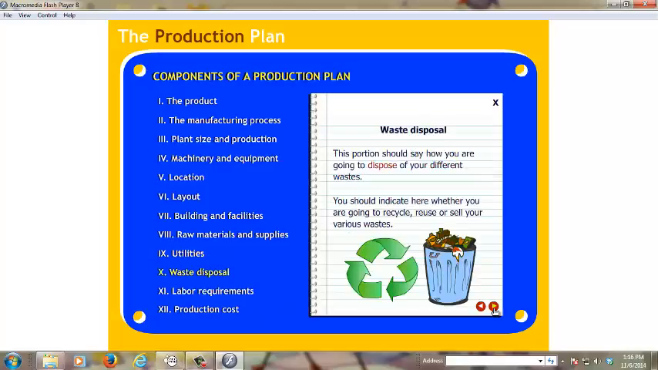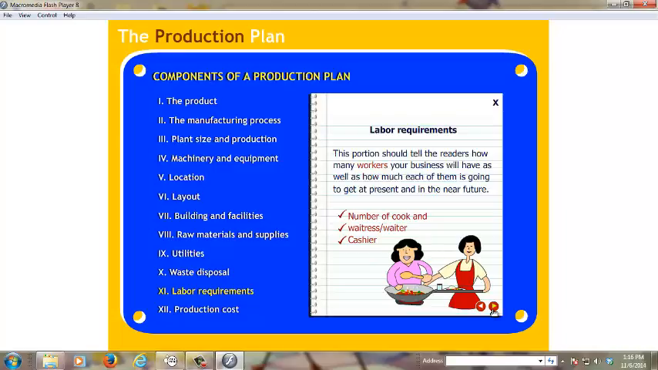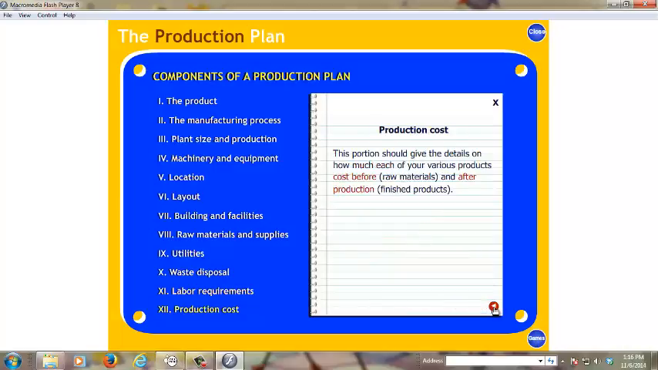Waste disposal. This portion should say how you are going to dispose of your different wastes. You should indicate here whether you are going to recycle, reuse, or sell your various wastes. Labor requirements. This portion should tell the readers how many workers your business will have, as well as how much each of them is going to get at present and in the near future. Production cost. This portion should give the details on how much each of your various products cost before and after production.